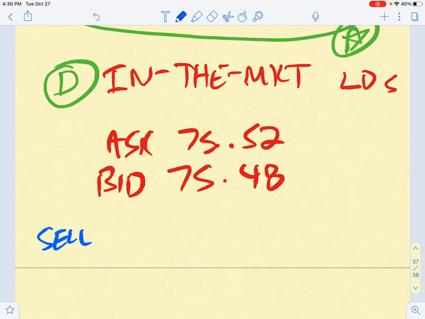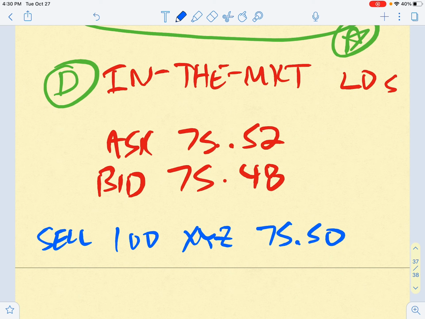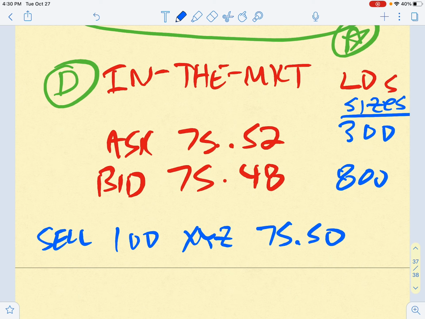Sell 100 XYZ at 75.50. I'll put some made-up sizes here: 300, 800. Those are sizes. I forgot to put the word limit, sorry. Sell 100 XYZ, limit 75.50. Sellers look for buyers, buyers bid. This person is not willing to accept anything less than 75.50. This person is not willing to pay anything more than 75.48. No trade occurs. But something very interesting has happened.